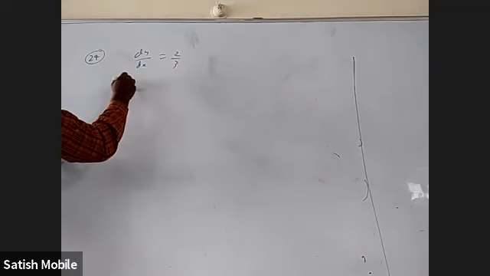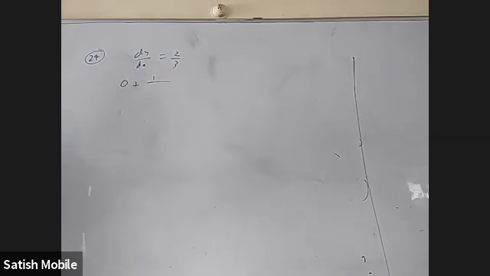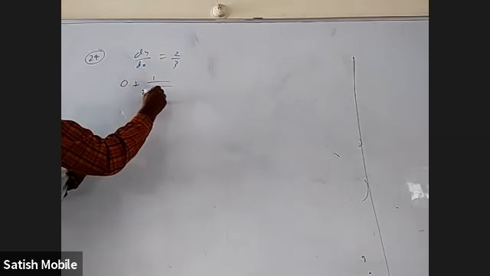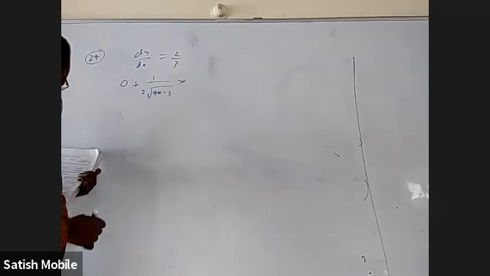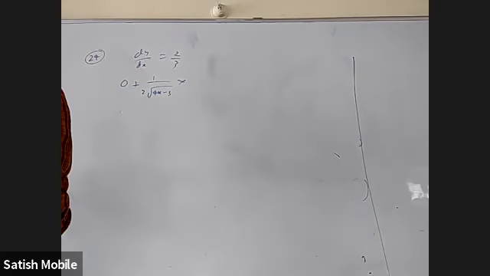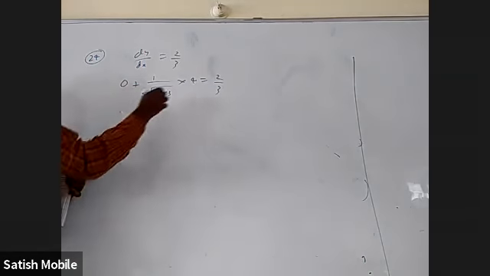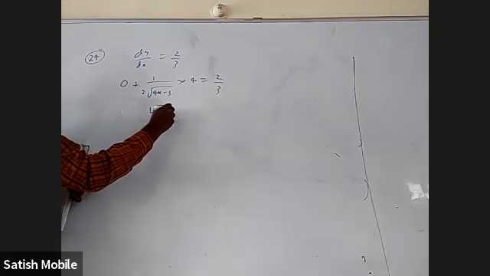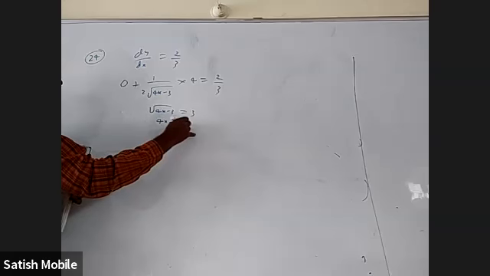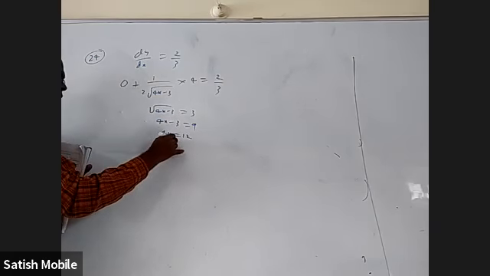What is the derivative of 1? 0. Derivative of root 4x minus 3 is 1 by 2 root 4x minus 3. Quiet please. Derivative of the inner part is 4. When I simplify, I'll get root of 4x minus 3 equal to 3. 4x minus 3 equal to 9. 4x equal to 12 and x equal to 3.